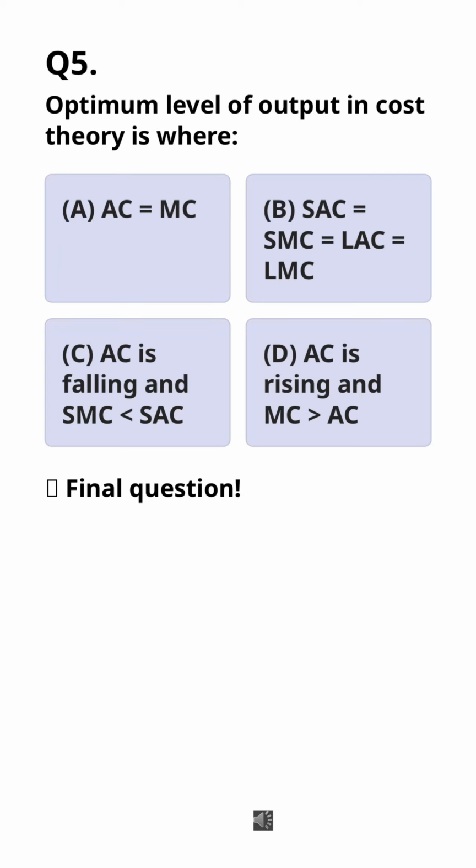All right, here's the final question for today. Let's explore the key points on this slide. First, when the average cost, or AC, is rising and the marginal cost, or MC, is greater than AC, it indicates that costs are increasing with output. This typically means we're moving past the optimal point.